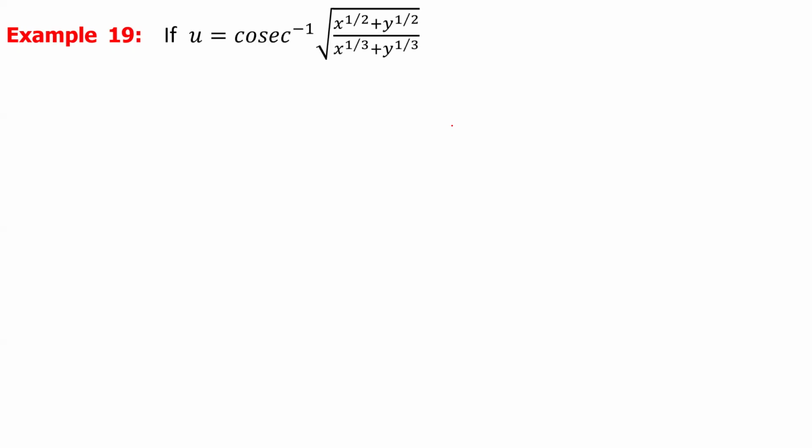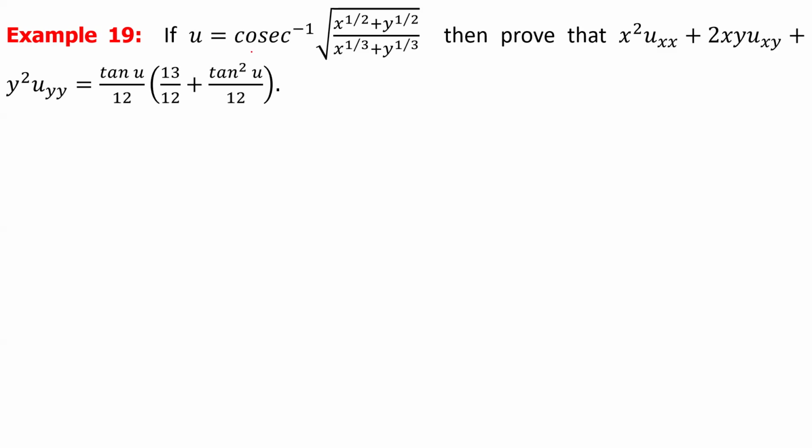In this lecture, we take one more example on Euler's theorem of homogeneous function. The question is: if u is equal to cosec inverse of root over x to the power 1 by 2 plus y to the power 1 by 2 divided by x to the power 1 by 3 plus y to the power 1 by 3, then prove that x square uxx plus 2xy uxy plus y square uyy is 10u upon 12 into 13 by 12 plus 10 square u upon 12.